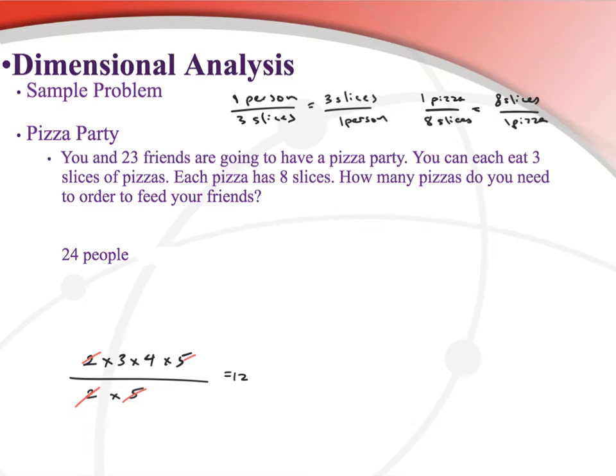Well, let's say I had this, with variables. I have x times y times z divided by z. Well, then same thing, right? You're just going to cancel your z units, and you'd be left with x times y, right?